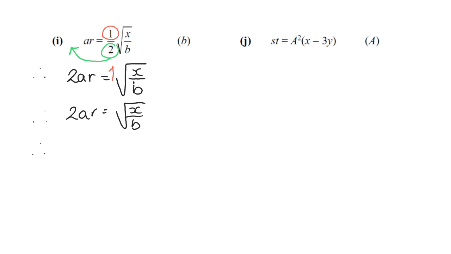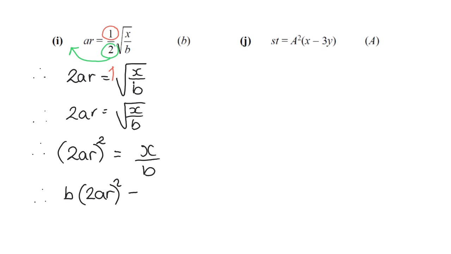The opposite of the square root is squaring. We need to be aware that you can't just square one term, it has to be squaring the whole left-hand side. So that leaves us with x over b. Now we can bring our b up, so the b will multiply this time. 2ar all squared equals x. And because the b is multiplying this bracket, we can take that whole bracket and it's going to divide, or as we say, go over bracket 2ar squared. So the subject of the formula is b equals x over 2ar all squared.